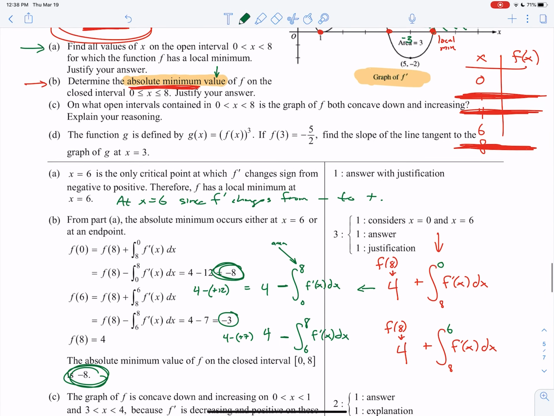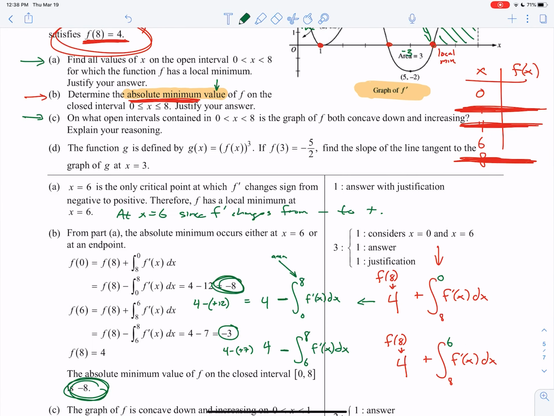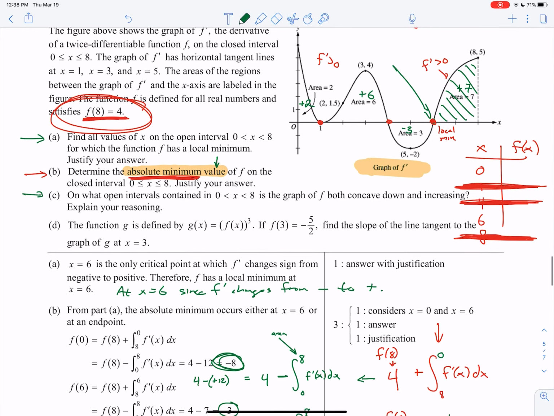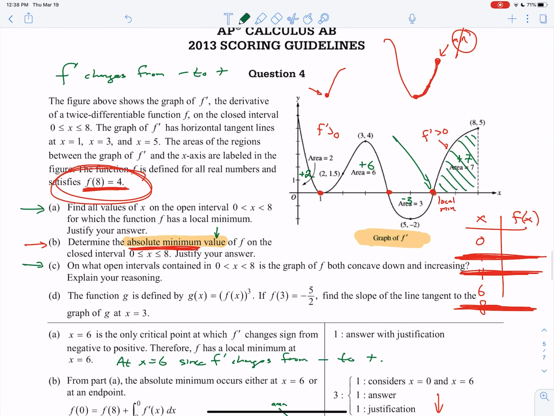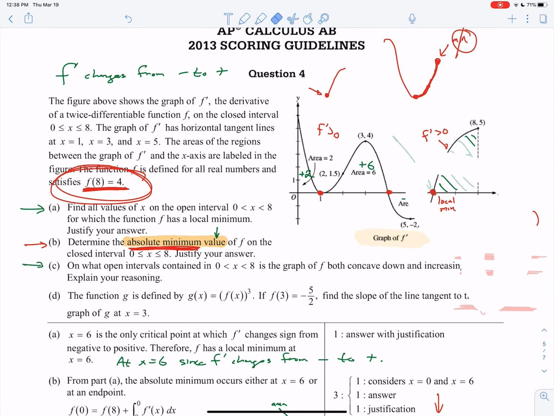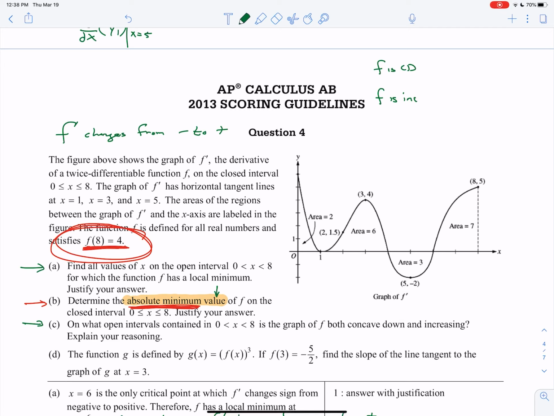Here's part C. What intervals from 0 to 8 is f both concave down and increasing? Okay, here we go. So let me give you some space here. Okay, so this is the graph of f. We want to know where f is concave down, and we want to know where f is increasing. So this is where you guys have to translate it. It's like a different language. We only speak in terms of f prime. So what do these two phrases mean in terms of f prime?